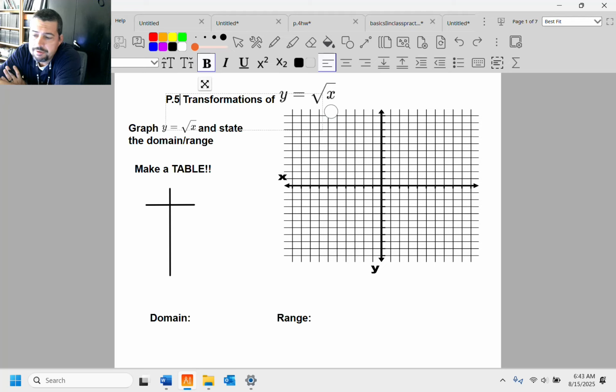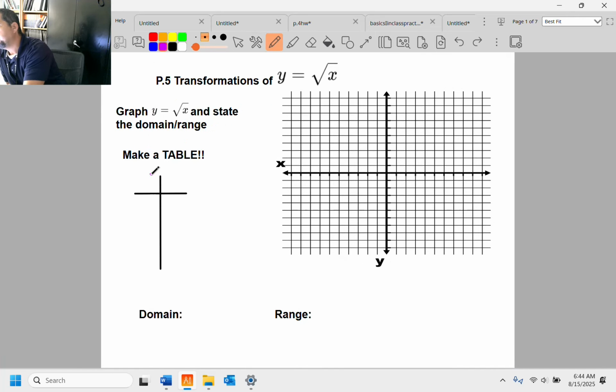All right, so here's prerequisite 5, transformations of y equals square root of x. It shouldn't be hard. I mean, we've been doing this stuff. We've been memorizing them in class, and we've been learning forms, so we ought to be pretty good at this. So, if you forgot, let's make a table. We have x, and the output's going to be the square root of x. Okay, we call that y, but it's the output.